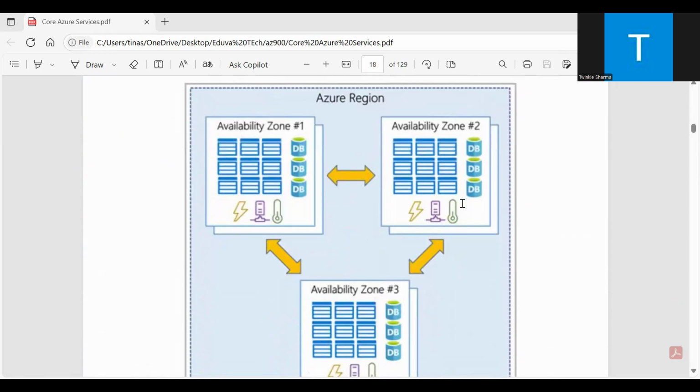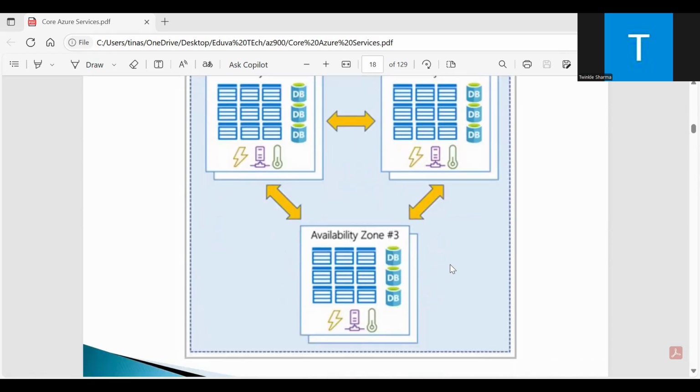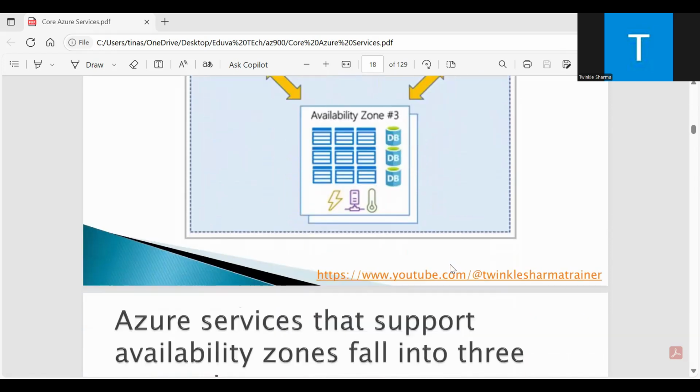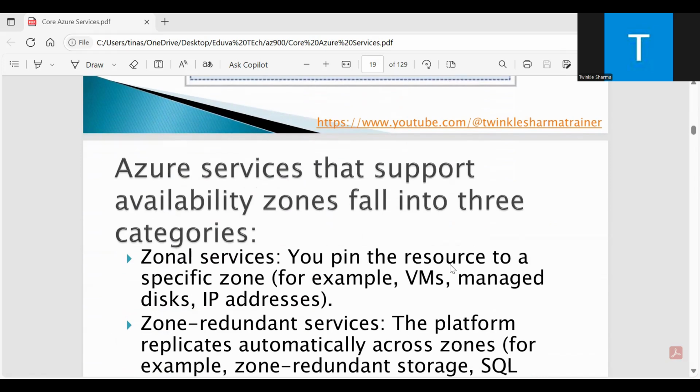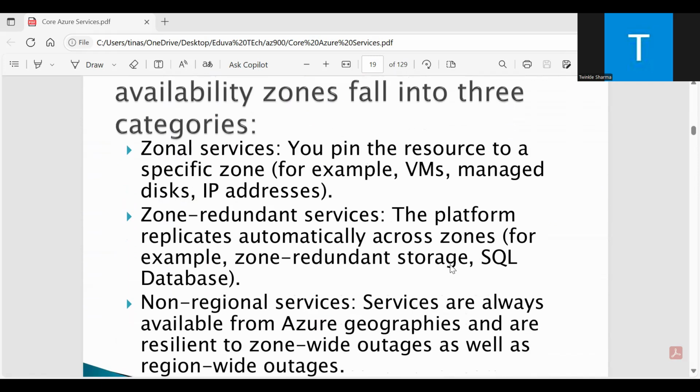Then we have this, our Azure region. These are availability zones 1, 2, and 3. So, in a single region we have multiple availability zones. Azure services that support availability zones fall into three categories: zonal services, zone-redundant services, and non-regional services.